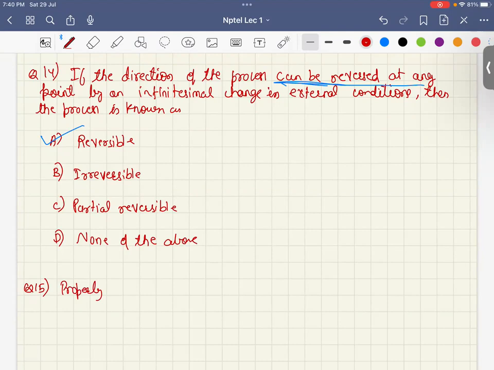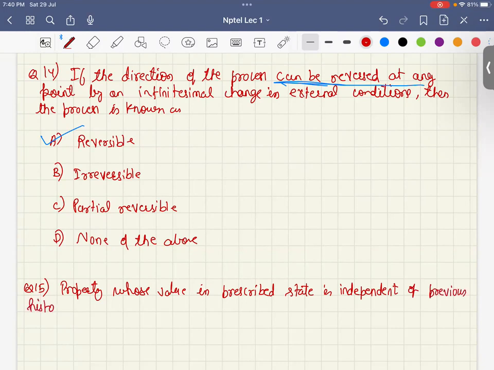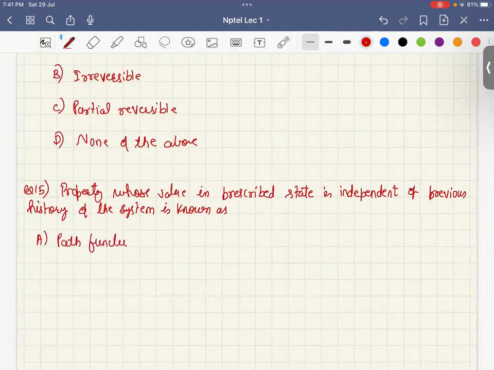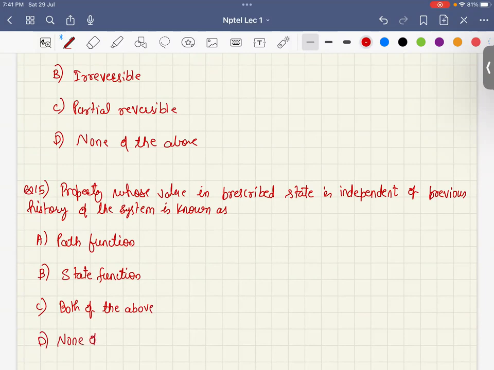A property whose value in a prescribed state is independent of the previous history of the system is known as: option A, path function; option B, state function; option C, both of the above; option D, none of the above.